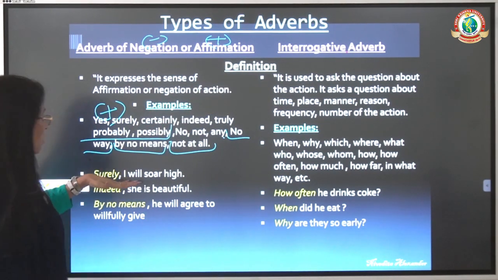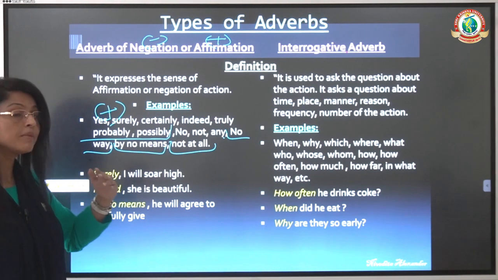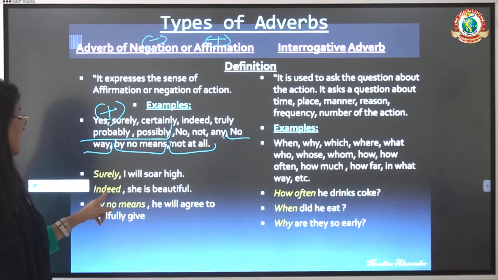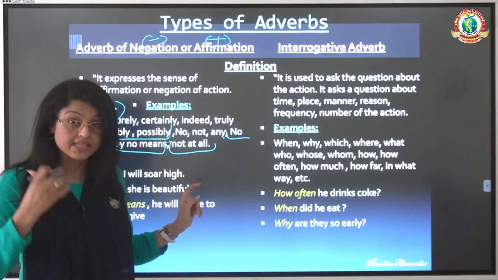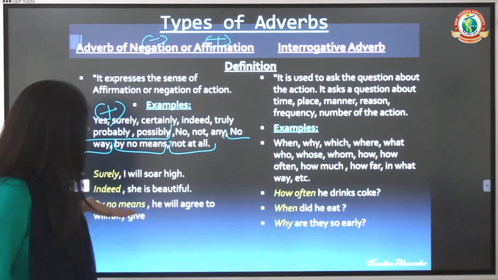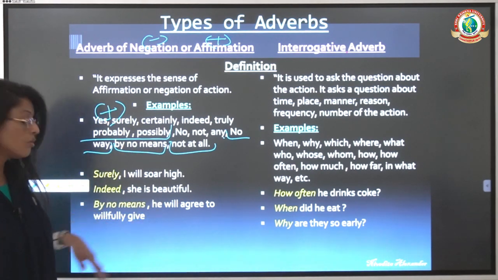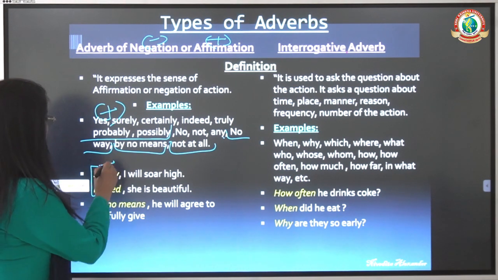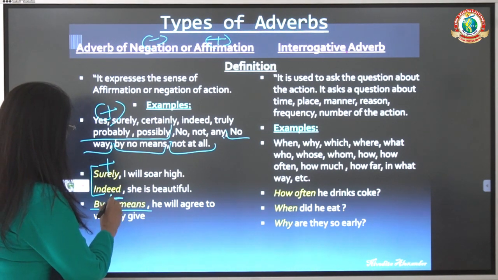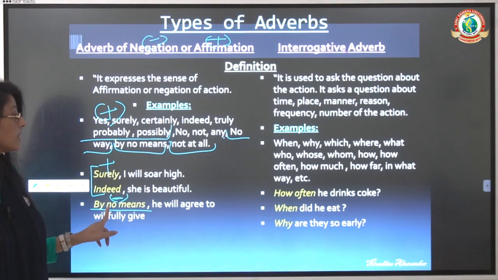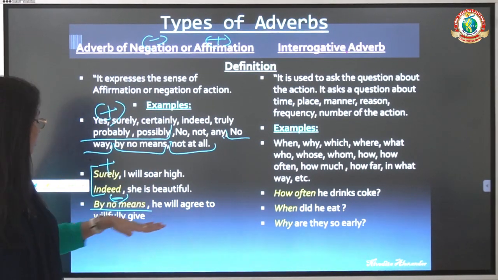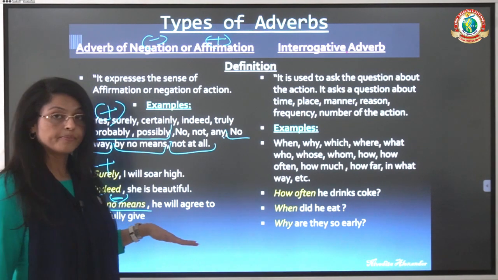Clear? Now, surely I will soar high. Soar high means fly high. So surely it is giving more affirmation. Indeed. Indeed means yes, of course, sure, conformity, right? She is beautiful, right? By no means, these are the affirmative adverbs and these are the negative adverbs, okay? Because any word which goes in the negative sense is negation, clear? He will agree to willfully give, clear?